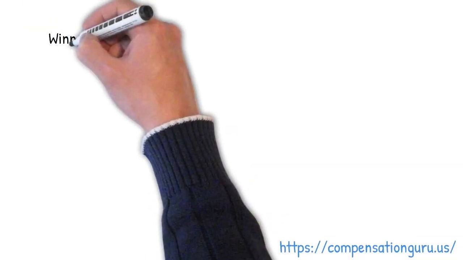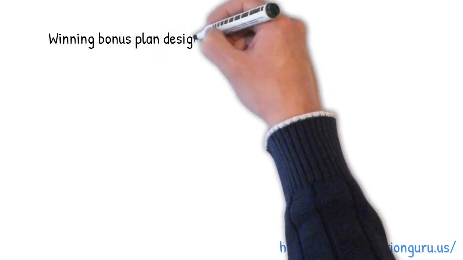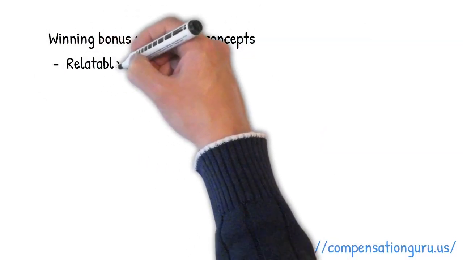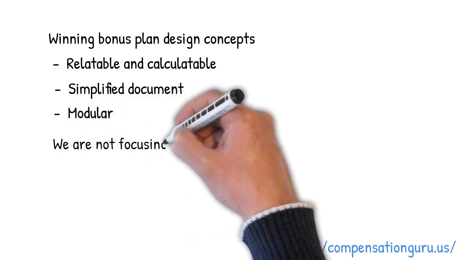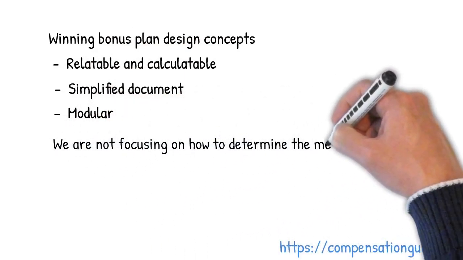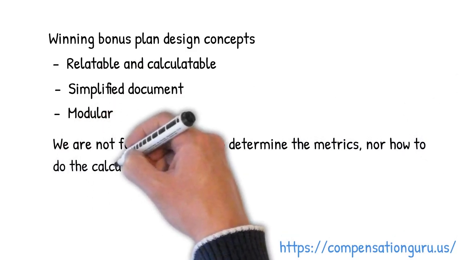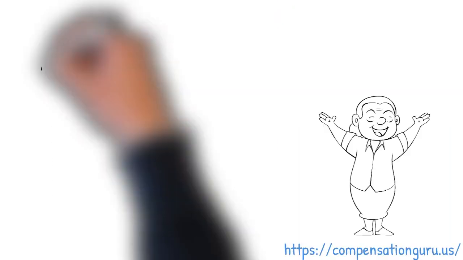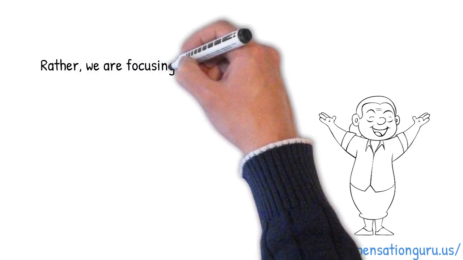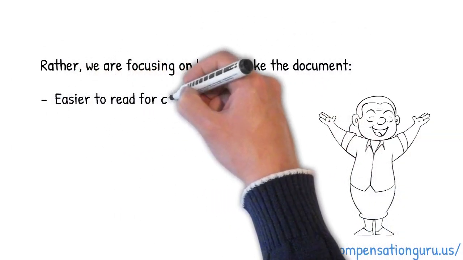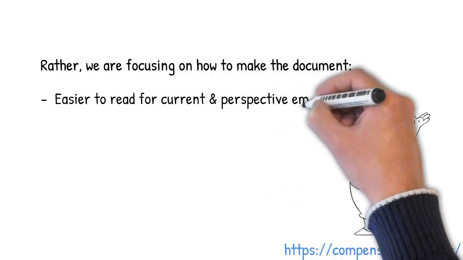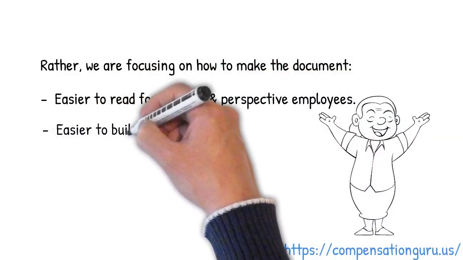There are three areas I focus on for winning bonus plan design concepts. A plan should be relatable and calculatable. The document needs to be simplified, and everything about the plan should be modular. We are not focusing on how to build or determine the metrics, nor how to calculate them. Rather, we are focusing on how to make the document easier to read for both current and prospective employees and easier to build for your compensation team.